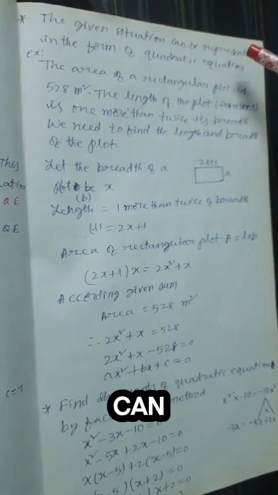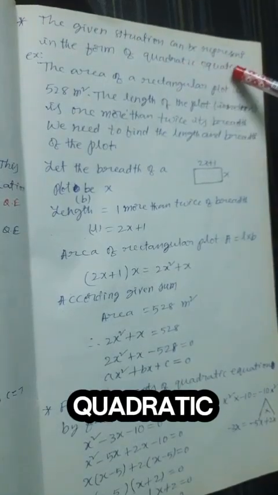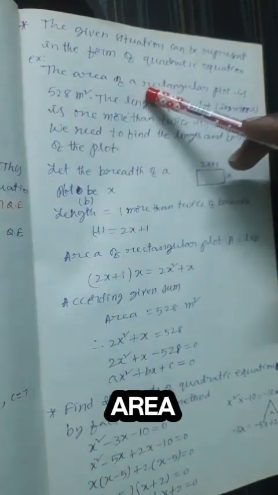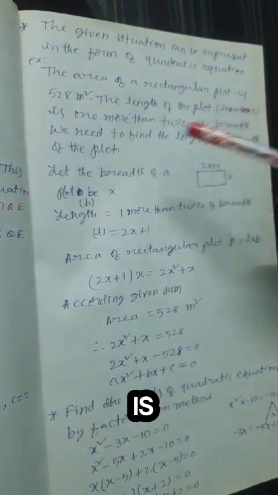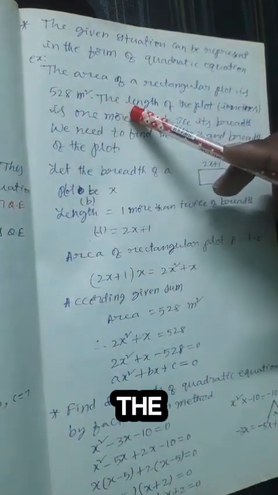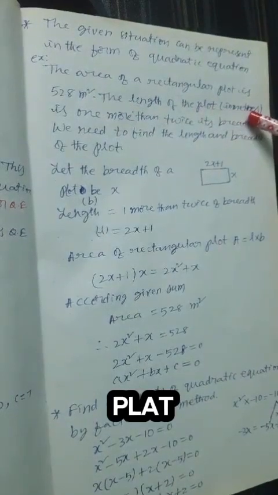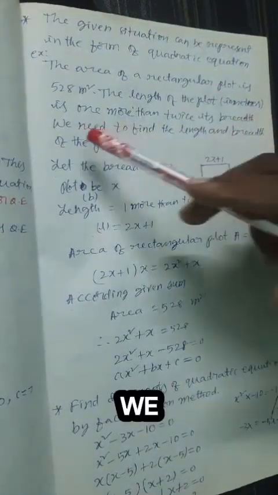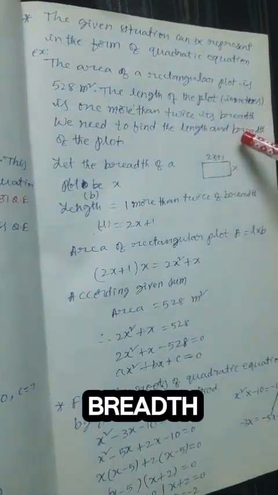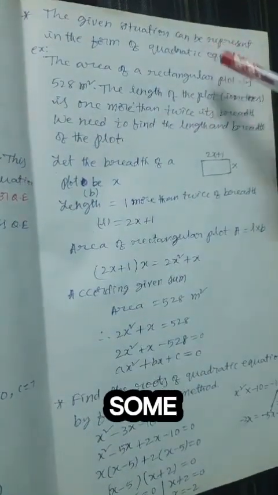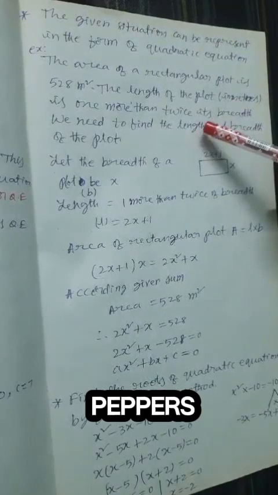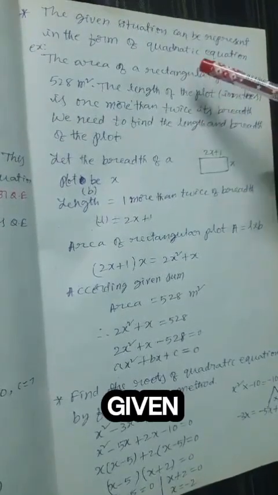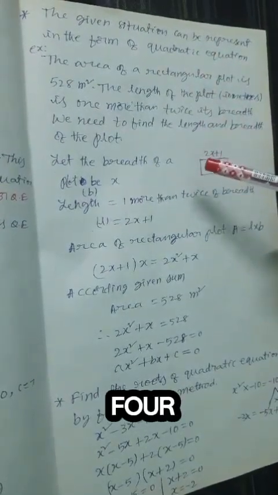The given situation can be represented in the form of a quadratic equation; these models we are discussing now. For example, the area of a rectangular plot is 528 meters square. The length of the plot in meters is 1 more than twice its breadth. We need to find the length and breadth of the plot. This kind of sum was given in old papers as 8 marks, before corona time. Now it may be a 4 marks question.